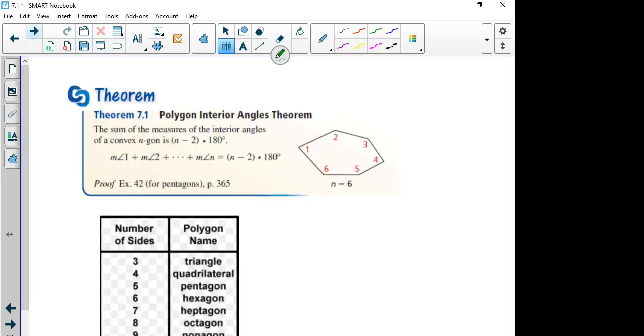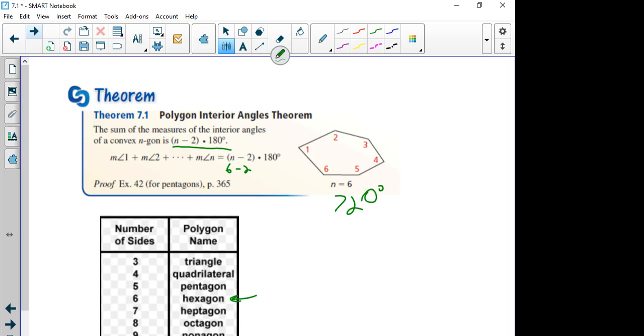Okay, so we have a theorem here, a new one, pretty simple. It's basically to find what the interior angles add up to in any polygon. Very simple formula: n minus 2 times 180. So the number of sides minus 2 times 180. In this case, 6 sides, that's my n, minus 2 is 4, and 4 times 180 is 720. So this shape right here has 720 degrees locked inside of it. And being that it is 6-sided, it is a hexagon.